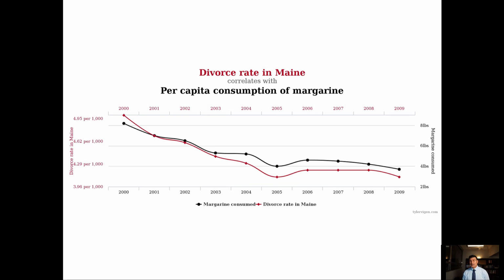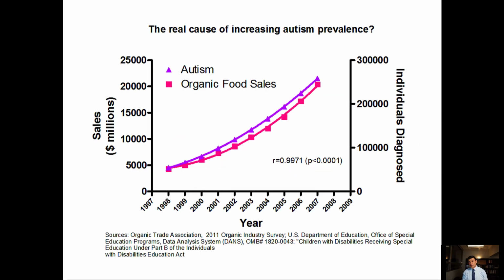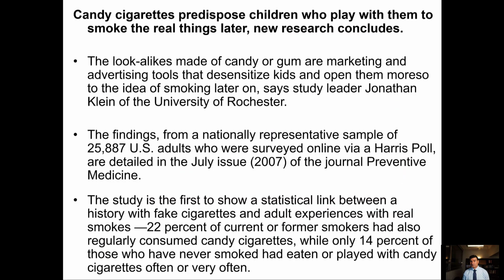Divorce rate in Maine and the consumption of margarine. So we've got the divorce rate and how much margarine is consumed. So as margarine consumption goes down, divorce rate goes down. Autism rates and organic food sales. So if you look at this correlation, you might think that organic food sales are related to autism. It's just, again, another spurious type of correlation, where these two things were becoming bigger over time.